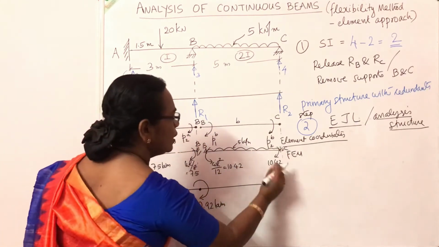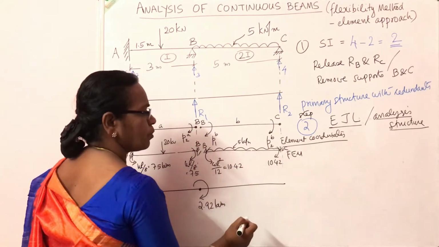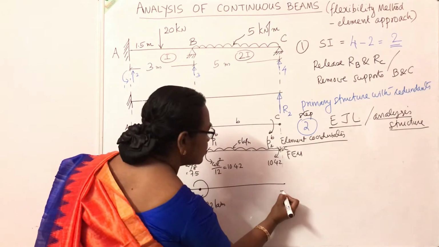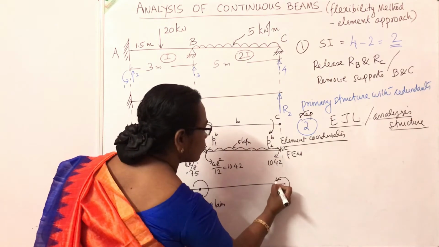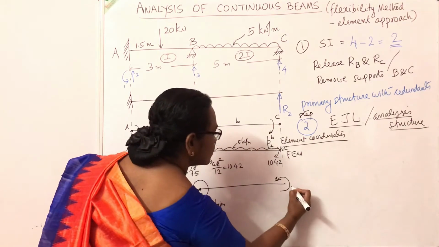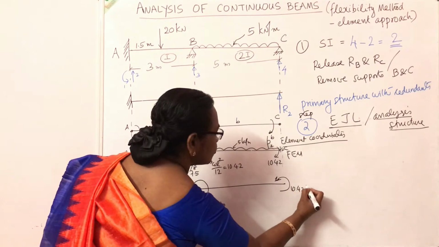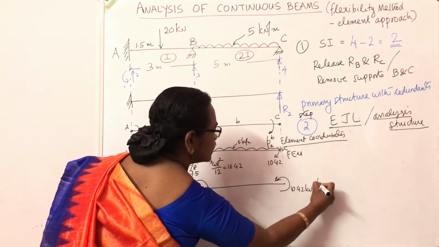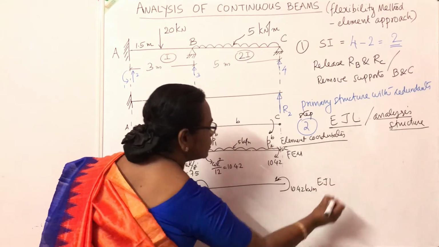At this point C, there is clockwise moment 10.42. So you reverse it: anti-clockwise 10.42 kilonewton meter. This is called the equivalent joint load.